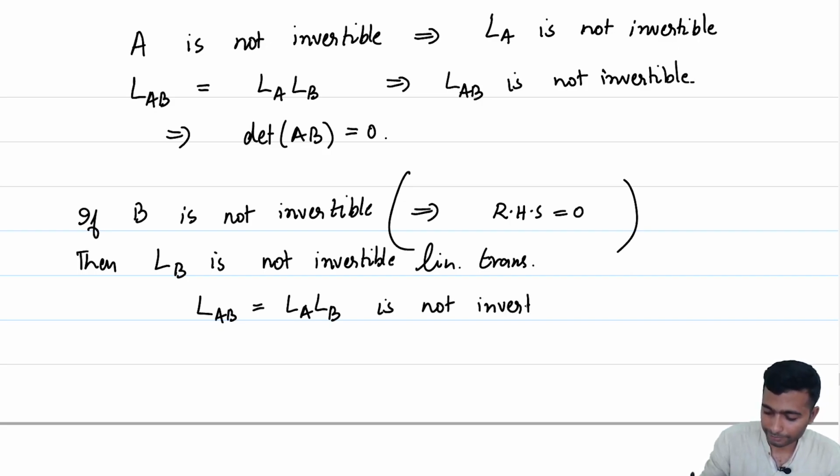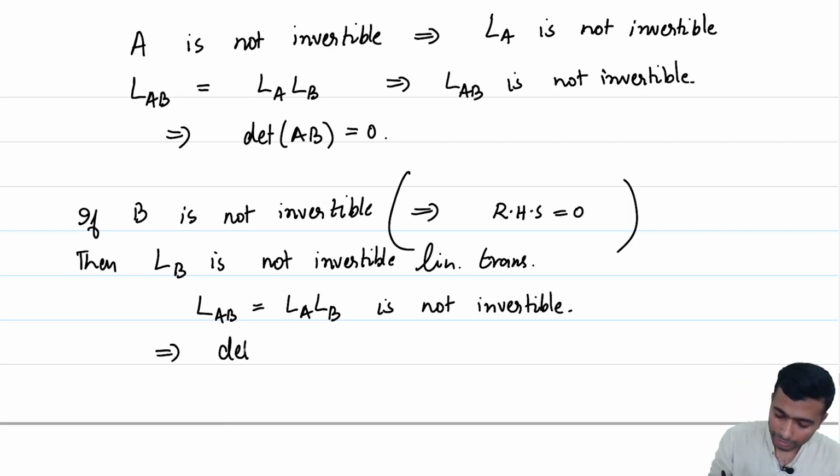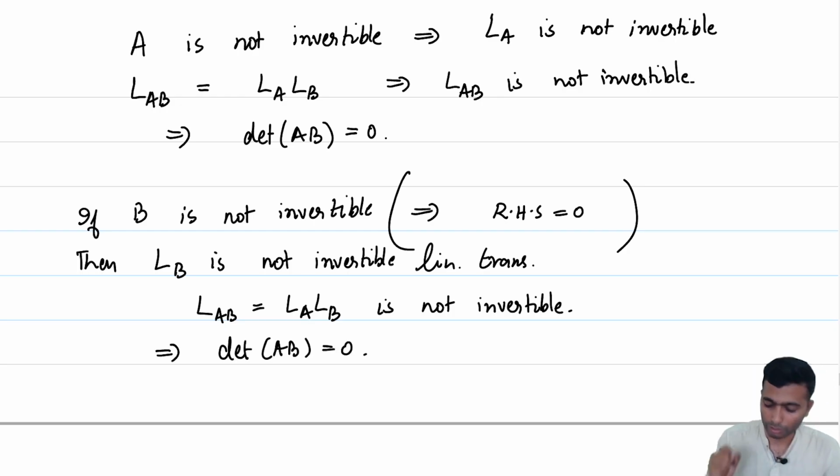Why is that the case? Because if LB is not invertible, then LB will not be injective. There will be something in the null space of LB, and the vector will continue to be in the null space of LALB, and therefore it will be in the null space of LAB. Therefore, LAB does not have the 0 subspace as the null space. Therefore, LAB cannot be injective, therefore it cannot be invertible. So, this implies that determinant of AB is equal to 0, it is not non-zero, and therefore, when A or B is not invertible, then we are done.